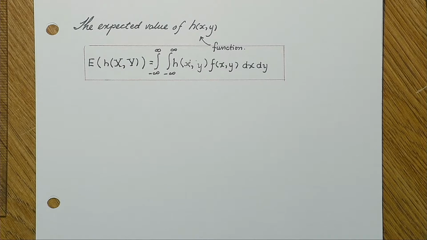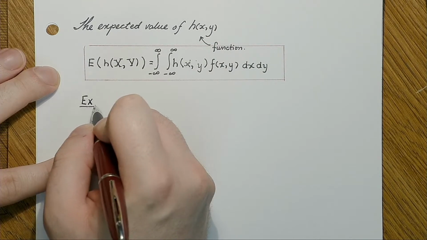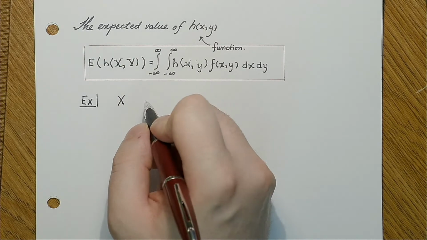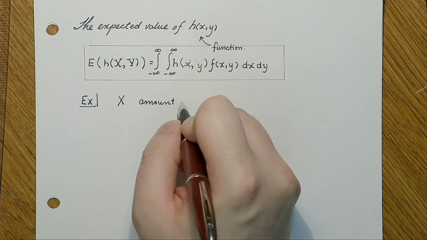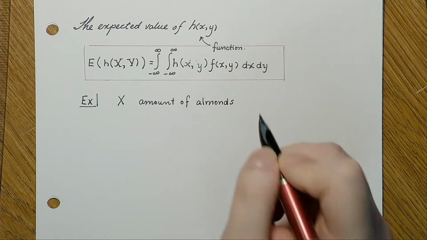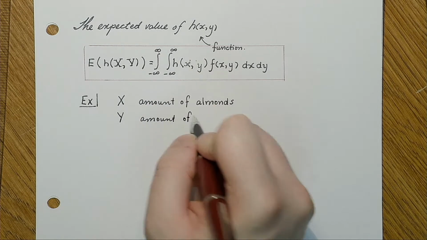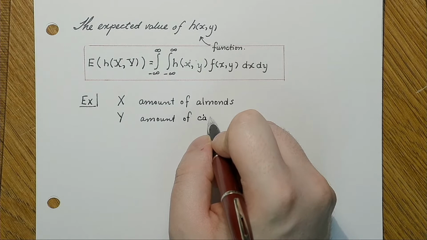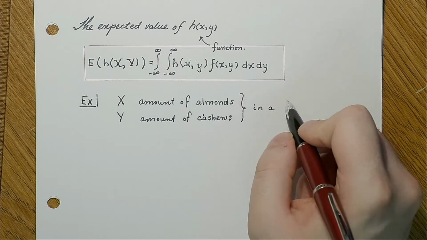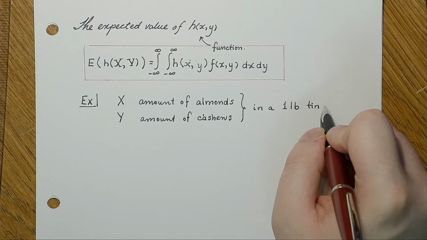We need some sort of example. So here's an example. We'll let the random variable X be the amount of, let's say, cashews, or almonds, sorry. We're going to do a mix of nuts. So X is the amount of almonds, and Y is the amount of cashews in a 1 pound tin of mixed nuts.